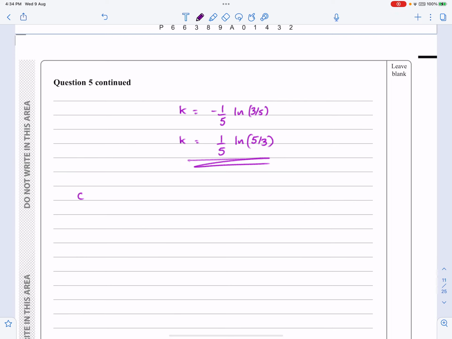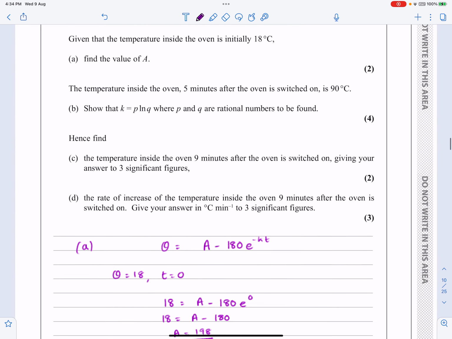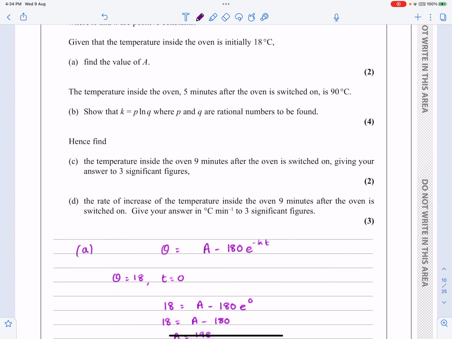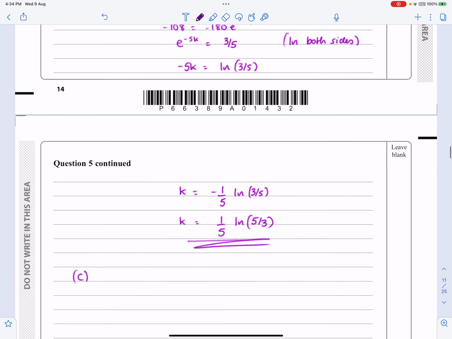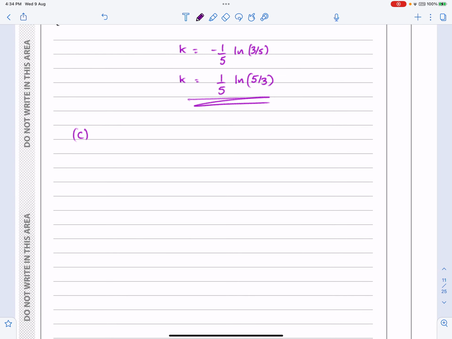Okay, on to part C. What does that ask us to do? So part C says, hence, so okay, once we've done all that, find the temperature inside the oven 9 minutes after the oven is switched on, and give the answer to 3 sig figs. So again, just remind myself of that at the end. So part C, that's going to be theta is equal to 198.